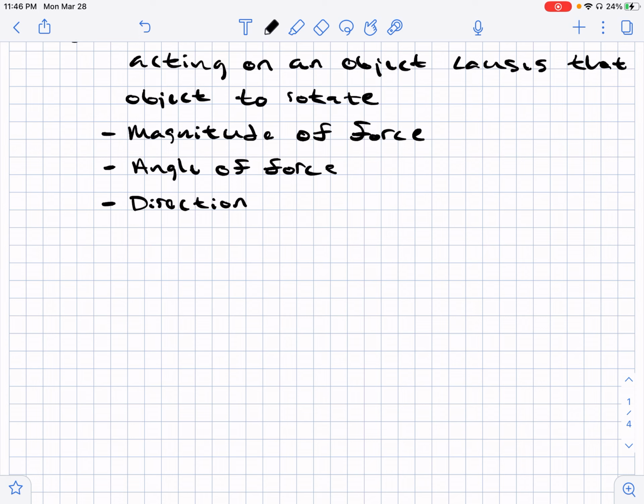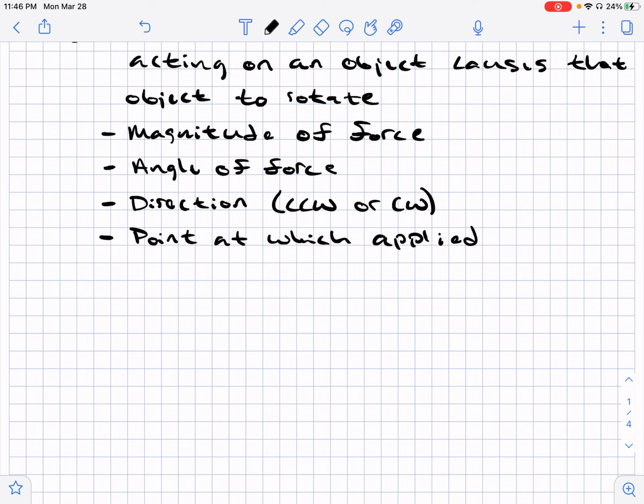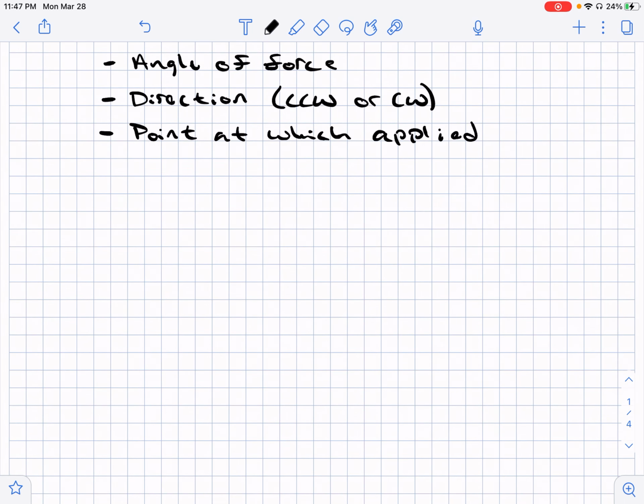So for a force causing an object to rotate, that direction is going to be either counterclockwise or clockwise. And then it also depends on the point at which it's applied. So torque depends on all four of these things: the magnitude of the force, the angle, the direction it's causing it to rotate, and the point at which it's being applied. Let's draw out an illustration here.